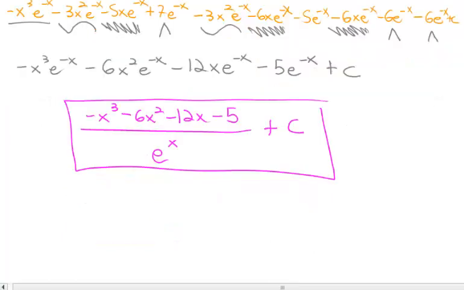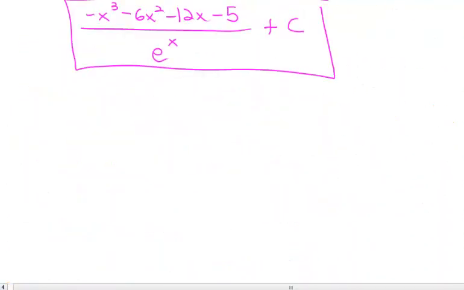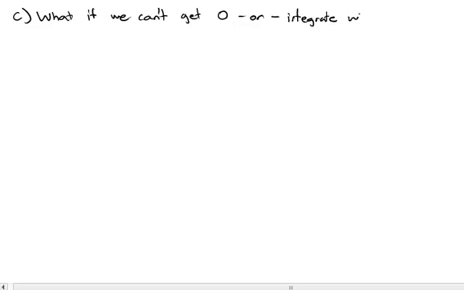I want to address one problem, though, that we have with the table method. The table method all hinges on being able to take derivatives, derivatives, derivatives, and ending up with 0 eventually. That's really what's going to make the table method work out beautifully. If we cannot end up with 0, we need another plan. So the question is, what if we can't get 0? Or another question that could come up is, what if we can't integrate what we want? We look at it and say, gee, that integration really looks ugly. I can't take that integral. What do I do?